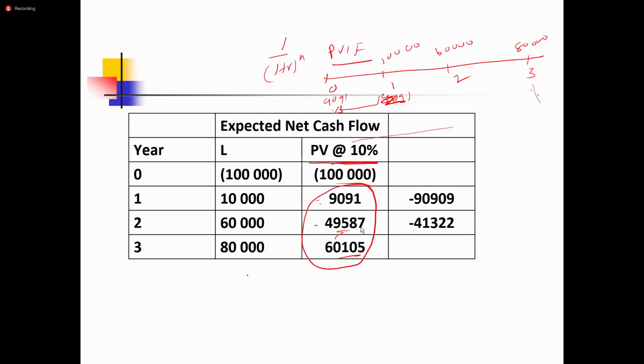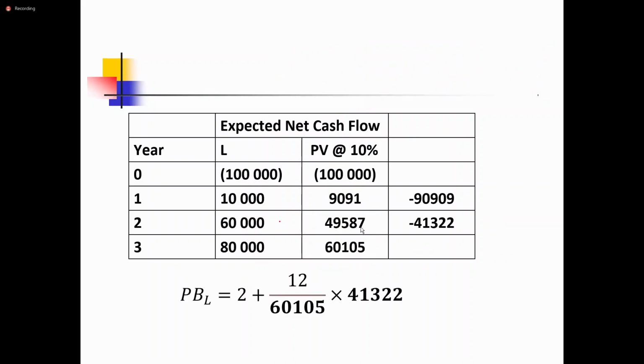Now calculate the payback simply based on the discounted cash flow. How much is the payback now? Within the first year you can recover only 9,091. So still 90,909 remains to be recovered of the initial cost. From the second year, you can recover 49,587. So at the end of year two, 41,322 still remains. That you can recover in year 3. So approximately the payback for L now is 2 years and 8 or 9 months.